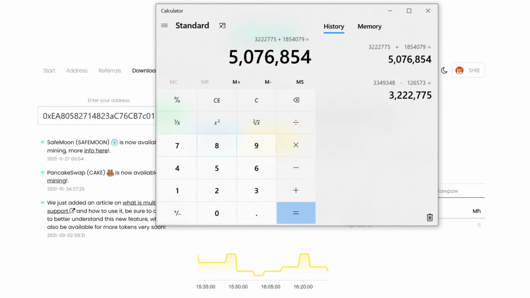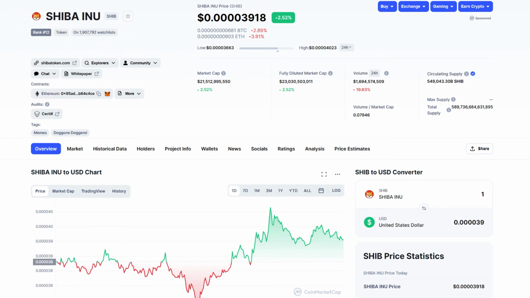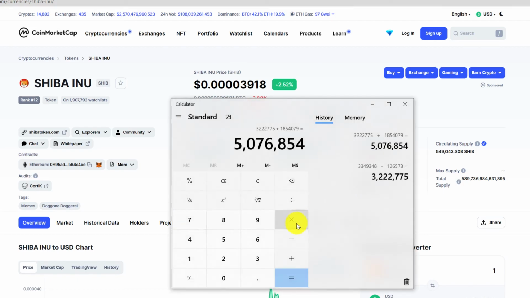So how much have we actually made on the mining rig? Okay, so the current price of Shiba Inu on CoinMarketCap is 0.4039 US dollars. So if I multiply this, we've made about $200, okay, $198 US dollars with the mining rig so far. So I'm pretty happy with that. We've made a little bit of money, and it's cool to be able to see the mining rig make passive income.